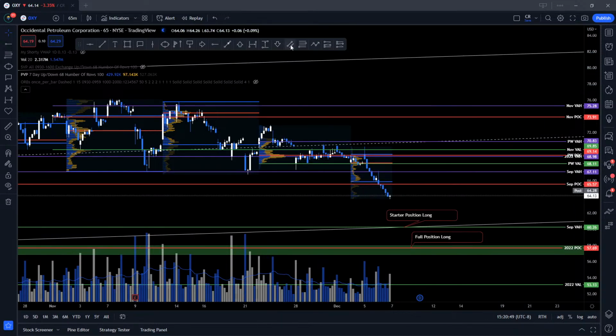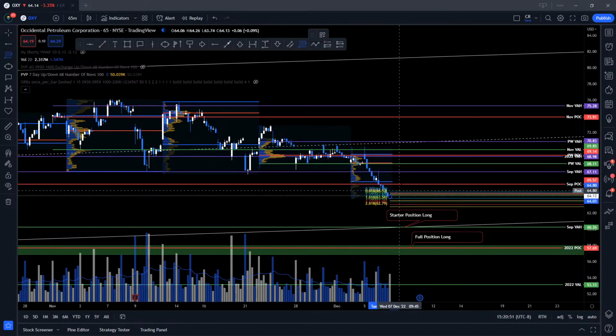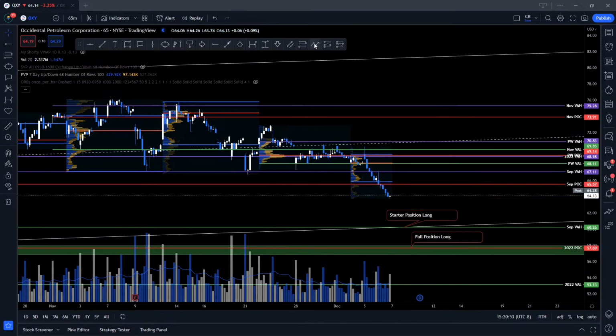If you're looking to short, if we get a retest, whoa, wrong tool. If we get a retest here of the September POC, I would grab shorts to there, and then I would switch to longs.